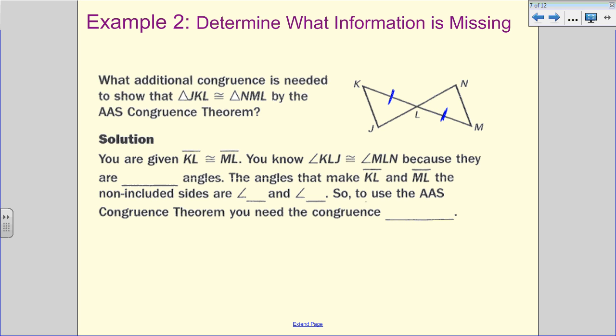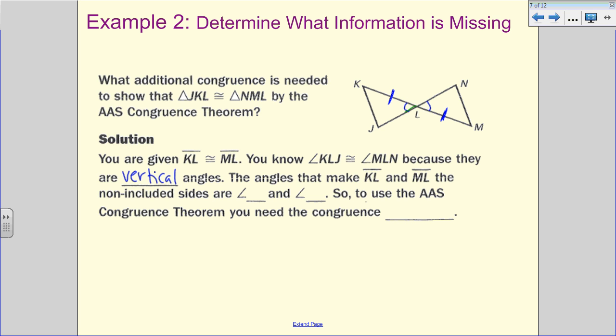We know that angle KLJ is congruent to angle MLN because they are vertical angles. Even though they didn't mark that, I've got to start looking at my diagrams for that shared side or vertical angle. So I've got an angle and a side that is marked. It needs to be a non-included side, so I can't connect L to K. That means I need to have two angles that are away from that side.